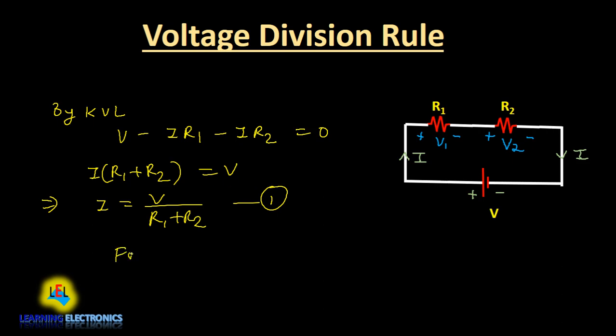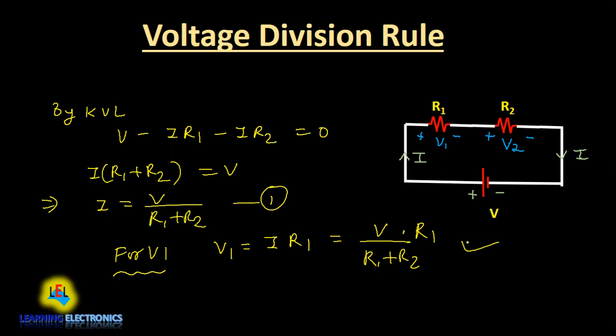Now we have to find V1. V1 will be equal to current into resistance, that is I into R1. So we put equation number 1 here. So we get V divided by R1 plus R2 into R1. So we have proved the voltage division rule from this circuit, that is V1 is equal to the total voltage into that resistance divided by the total resistance, that is R1 plus R2.